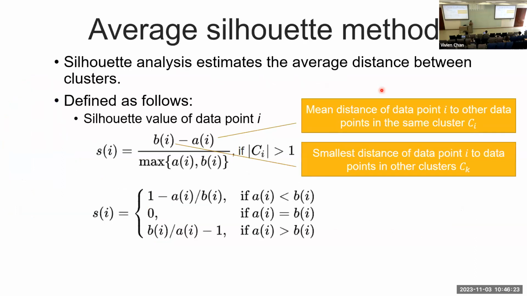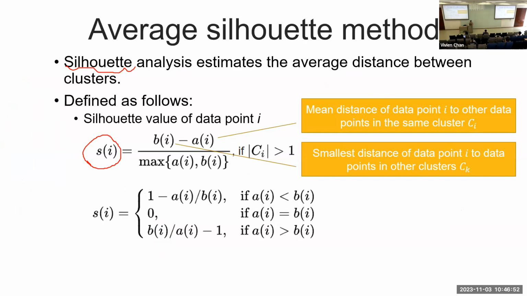The other method is making use of the between clusters similarity. We define a value called the silhouette analysis. So the S value here is trying to calculate the distance between the clusters. The idea is like this. You have a B and an A. So what are B and A?